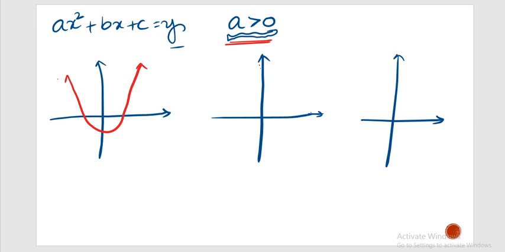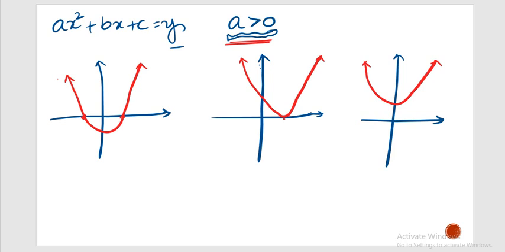So the first case is, the graph may look like this. That means it intersects the x-axis at two distinct points. There is one more possibility where my graph just comes and touches and goes. And there is a third possibility where it never touches. So these are nothing but the three possibilities when a is greater than 0.